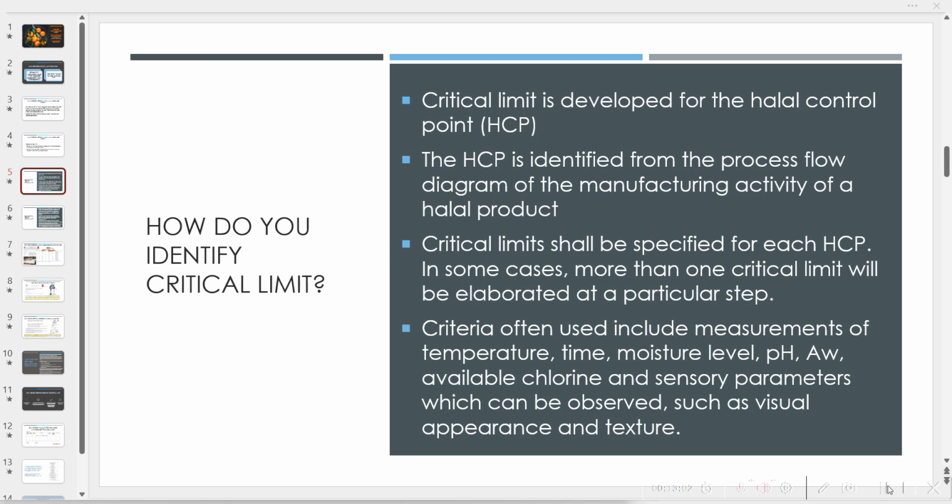Criteria often used include measurement of temperature, time, moisture level, pH, water activity, AW is water activity, viability, chlorine, and sensory parameters which can be observed, such as visual appearance and texture. Same goes if you are preparing food, for example bread. You have to identify the shelf life, apa lama roti tu boleh dimakan. So for that, it shall also have its own critical limit for this kind of food.